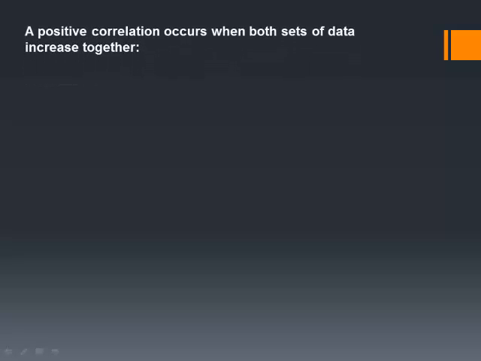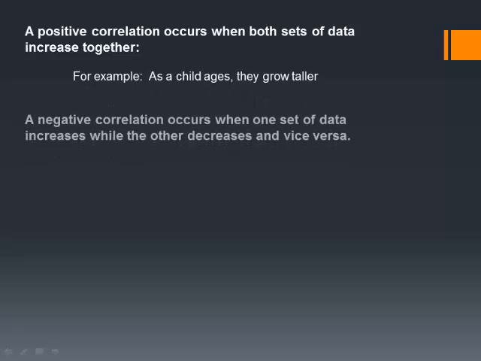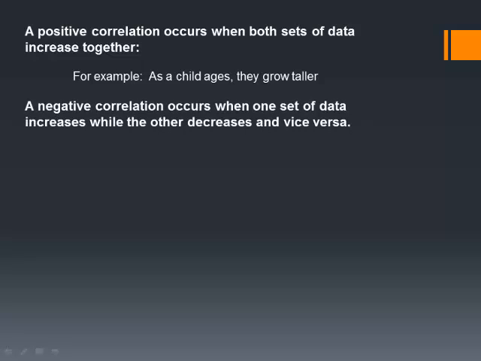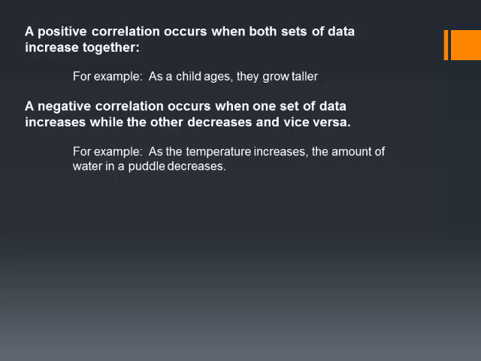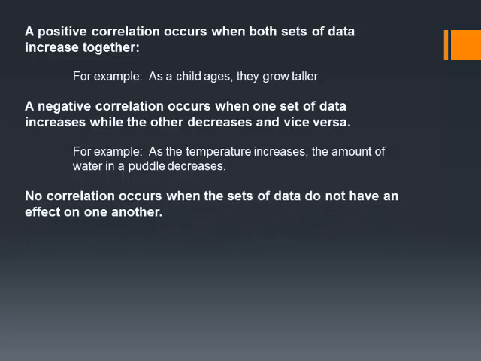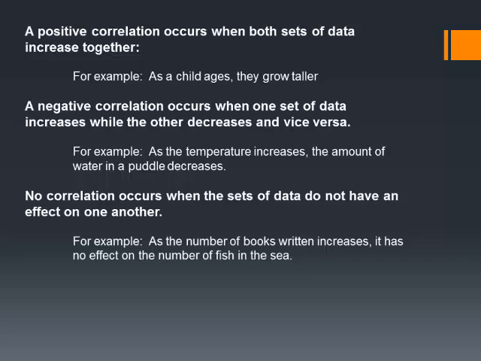So what that means is a positive correlation occurs when both sets of data increase together. So as a child ages, they grow taller. A negative correlation occurs when one set of data increases while the other decreases, and vice versa. So as the temperature increases, the amount of water in a puddle will decrease due to evaporation. And no correlation occurs when the sets of data have no effect on one another. So as the number of books that is written increases, there's no effect on the number of fish in the sea.